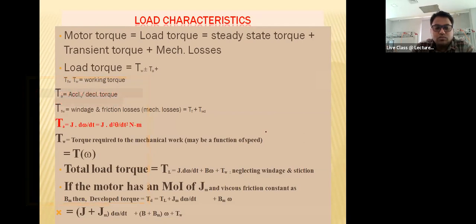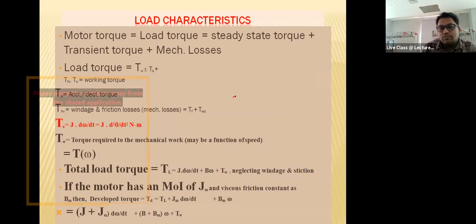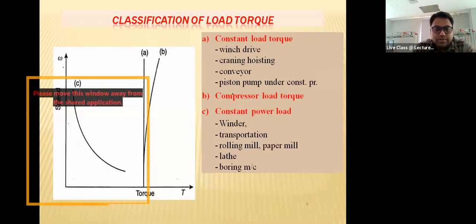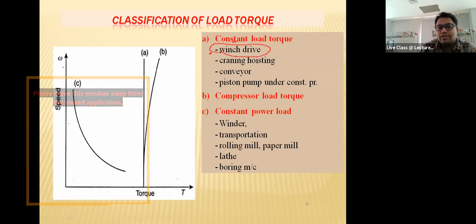Okay. So we will not go to the equations right now. I will just spend some time classifying different types of load torque that you can see almost everywhere. On the left side, you have the graphs, and this type A is constant load torque. So what type of characteristics does it come from? It comes from winch drive, crane hoisting, conveyor, piston pump under constant pressure.